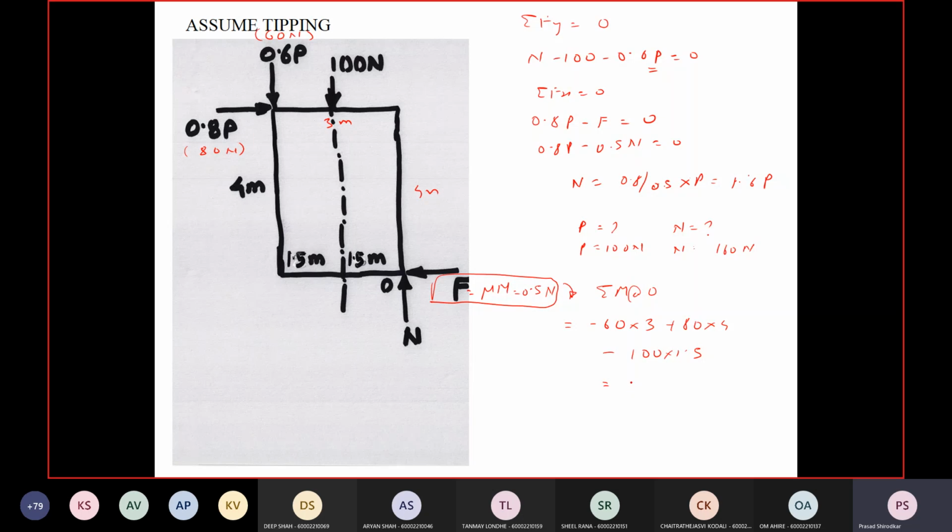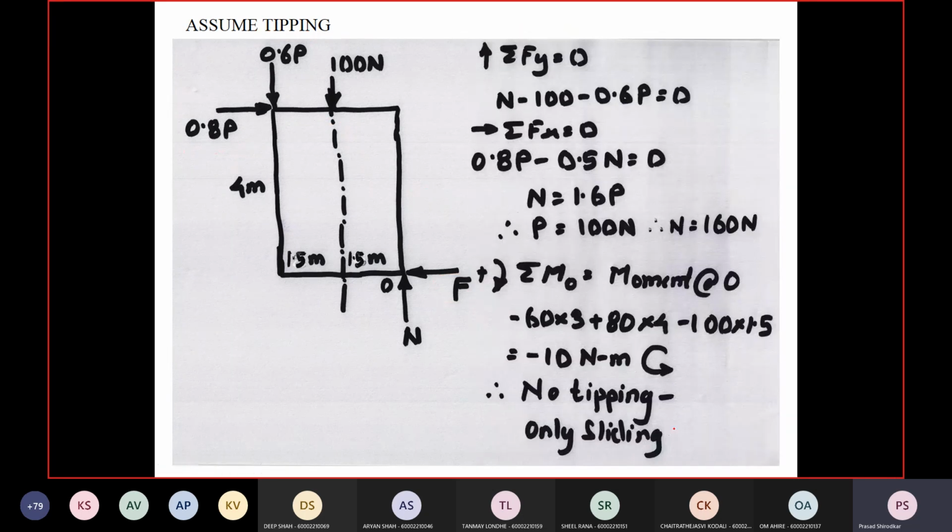So tell me the value. Minus 10, minus 10 newton meter. So it comes out to be anti-clockwise. So this is negative, so that means there is no tipping. In the earlier case, this was positive, so that means there was tipping. So there will be only sliding or slipping. So there will be only sliding.